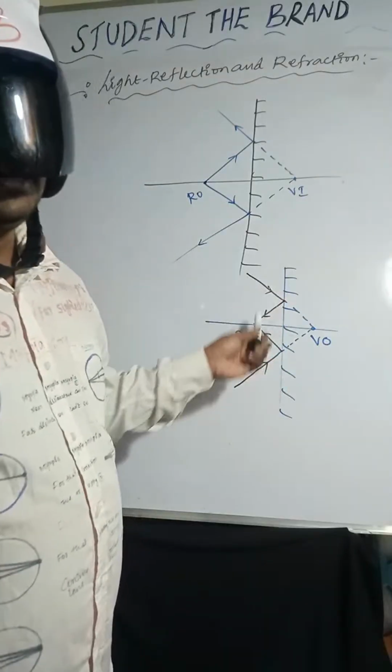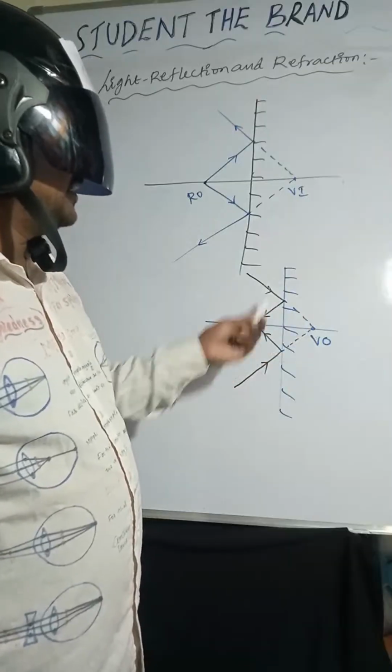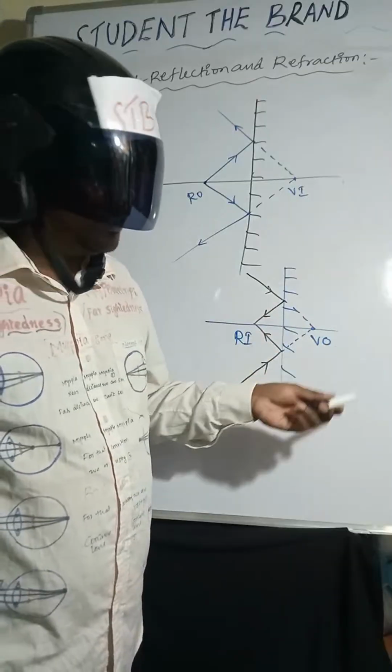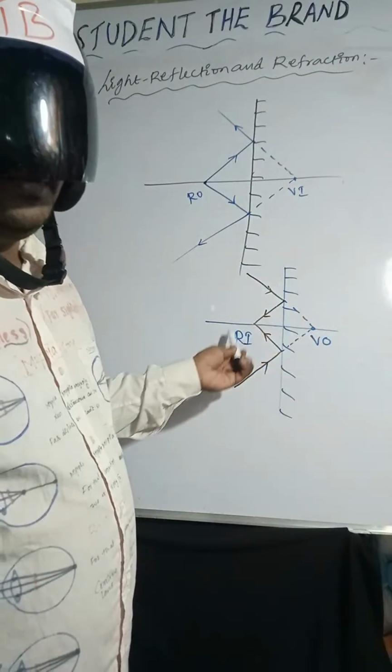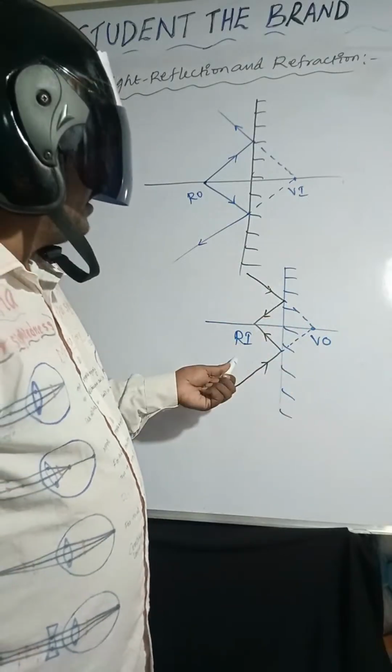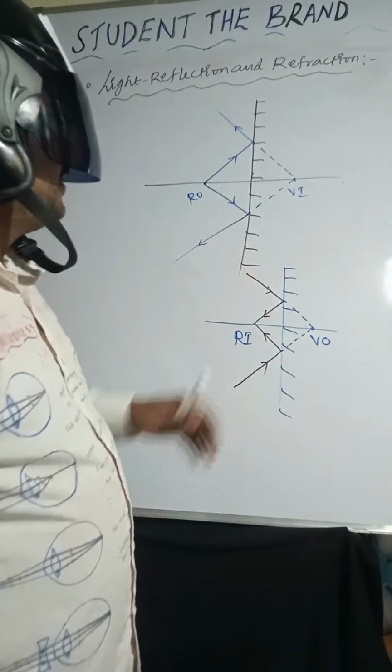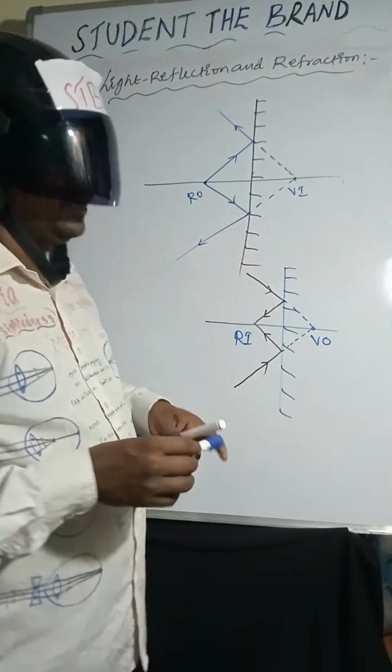Extended incident light rays are meeting at one point. Their image is forming, that is virtual object. Real image and virtual object. I hope it is very clear to you all.